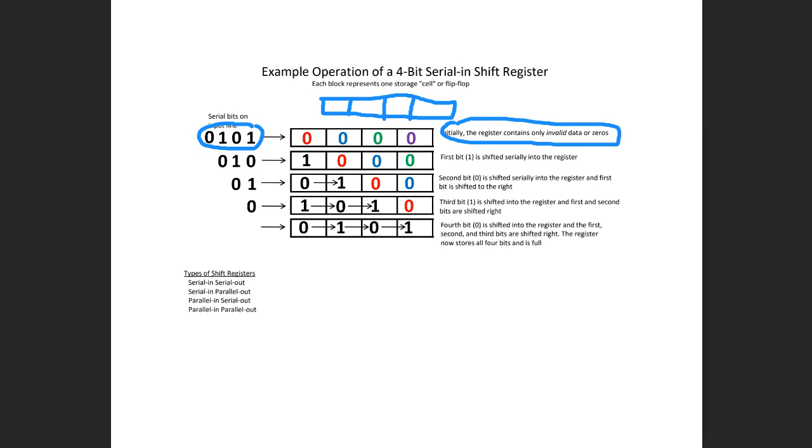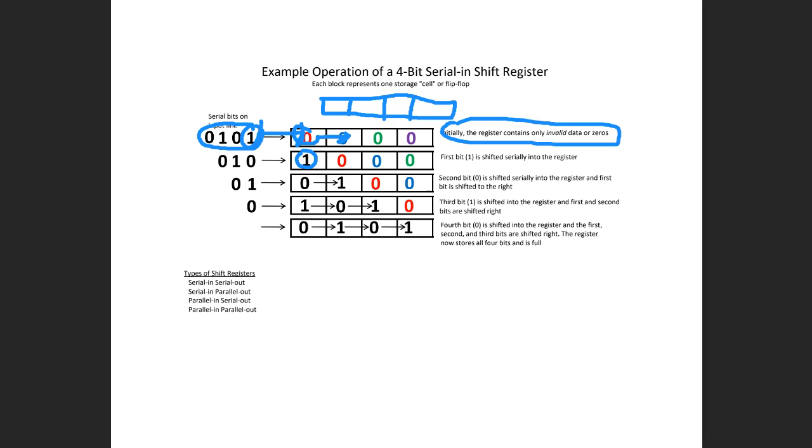If I have 4 bits, I'm going to move these in bit by bit. So this is serial. I'm moving these in a serial way. It's going to take 4 clicks of the clock to completely load this register. But look how we do it. On the first click of the clock, this 1 right here moves over into this space right here. And then this 0 is shifted over one place to the right.